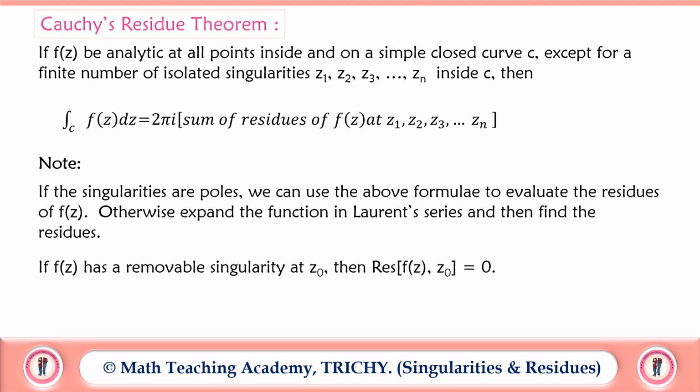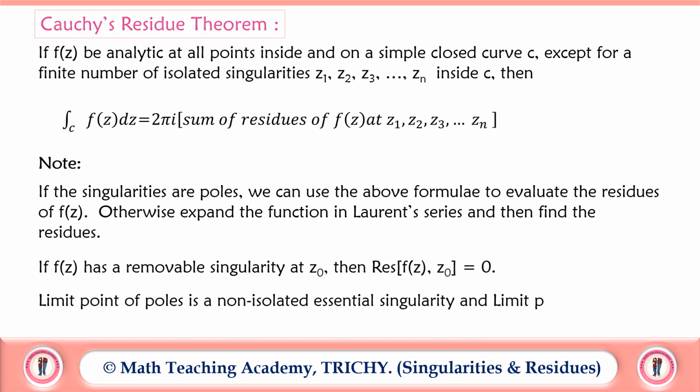If f of z has a removable singularity at z0, then the residue of f of z comma z0 becomes 0. Limit points of poles form a non-isolated essential singularity, and limit points of zeros form an isolated essential singularity.